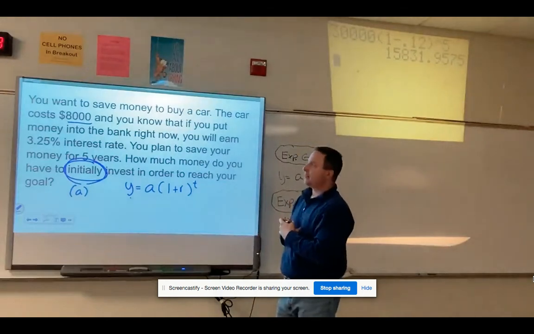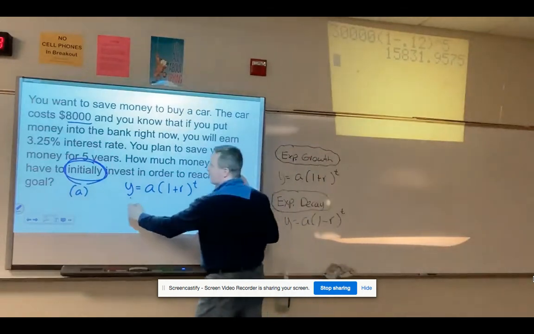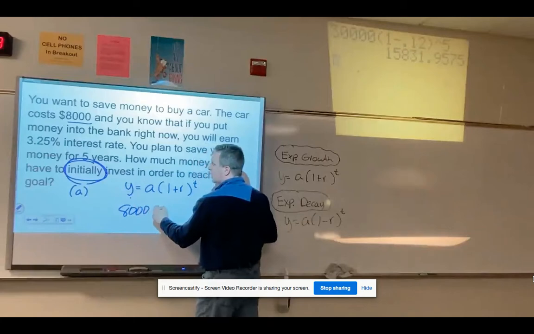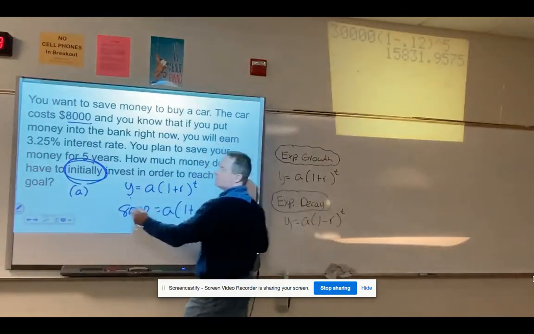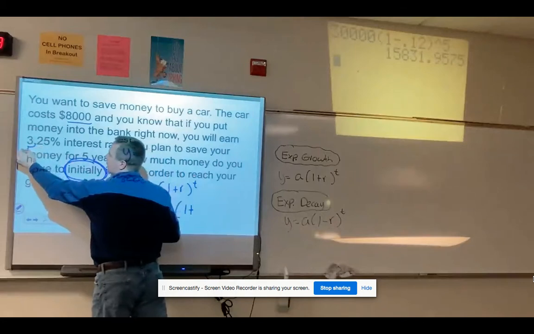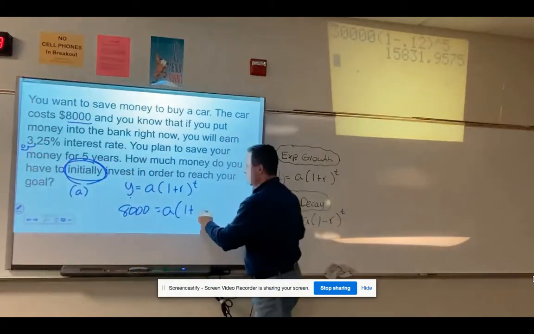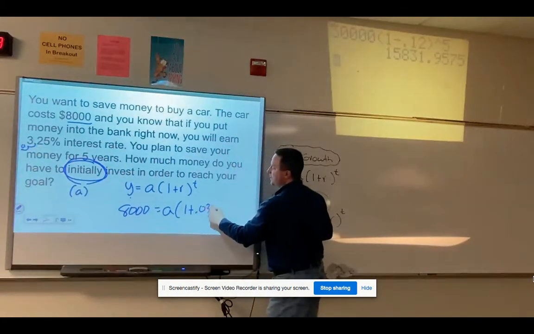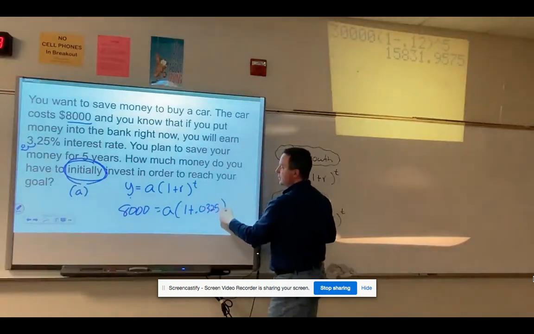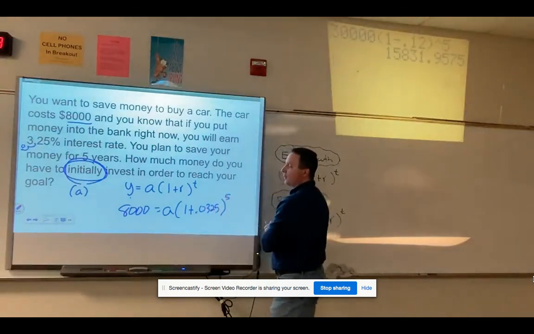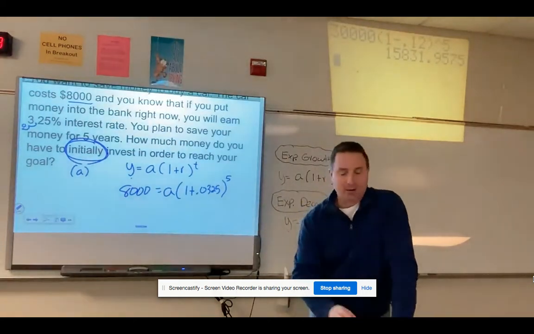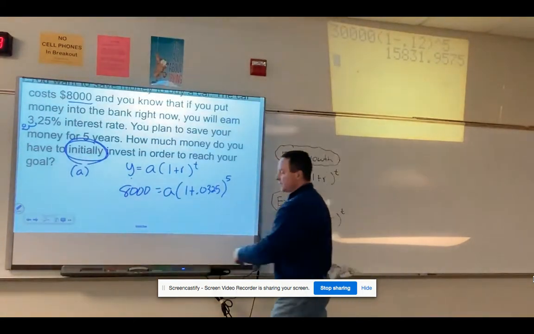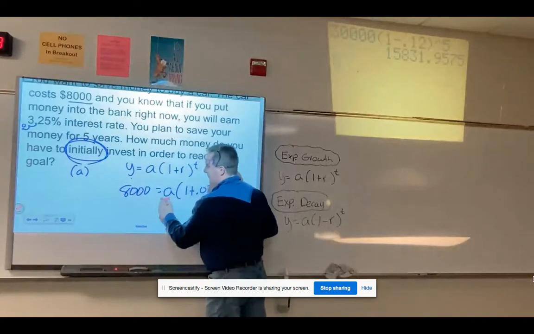Okay, so if I plug some numbers into this formula, it's going to be 8,000 equals a times 1 plus 0.0325 raised to the 5th power. So we're going to try and find the a now. Now, that looks kind of confusing here. How are we going to find a?